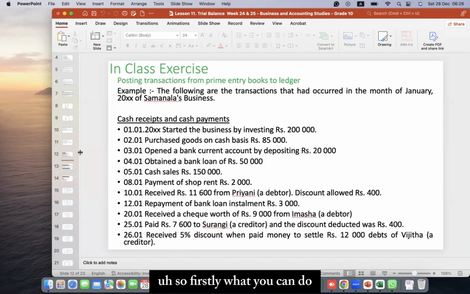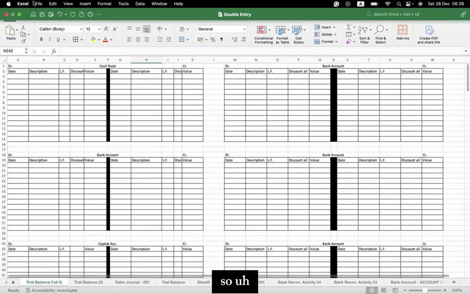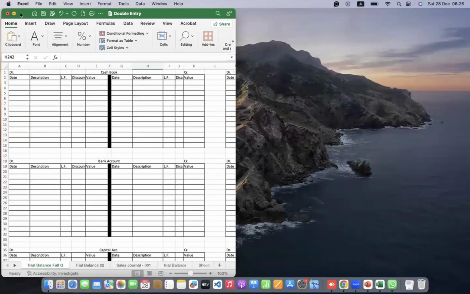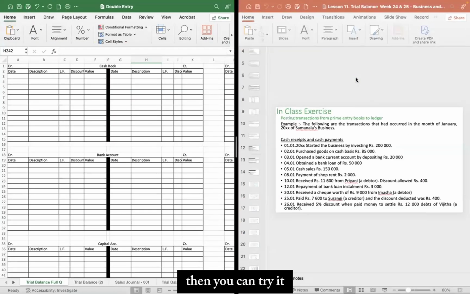So firstly, you can start with the cash book. Cash receipts and cash payments are given initially. So let's try out 1 to 2 transactions together. Then you can try it alone.